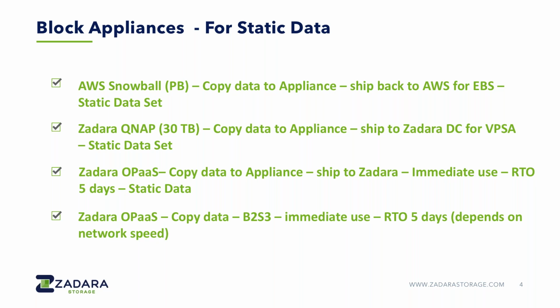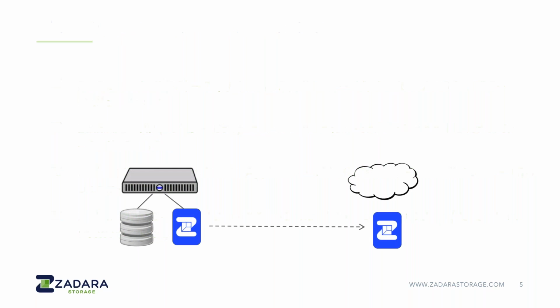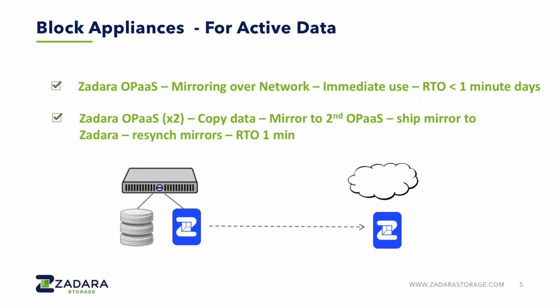Now the next thing, if you have an active data set, what we have, and this is different from other vendors, is that we also provide an OPS where you do mirroring. So if you're used to what we do for mirroring as a DR, for example, we'll mirror your data or your VPSA from Amazon US West 1 to East 1. So that's like a DR site from the West Coast to the East Coast. This is the same thing.